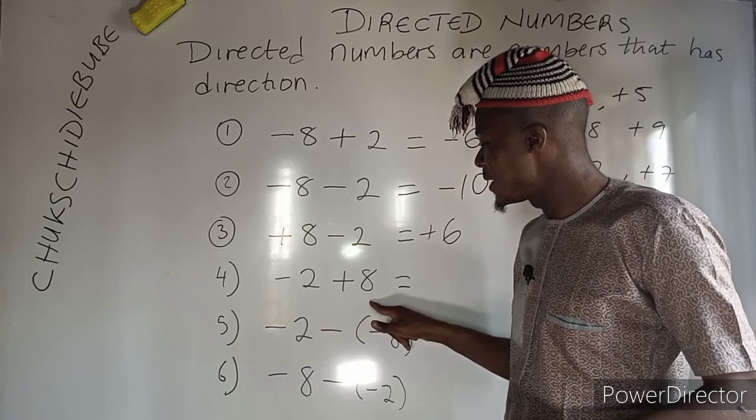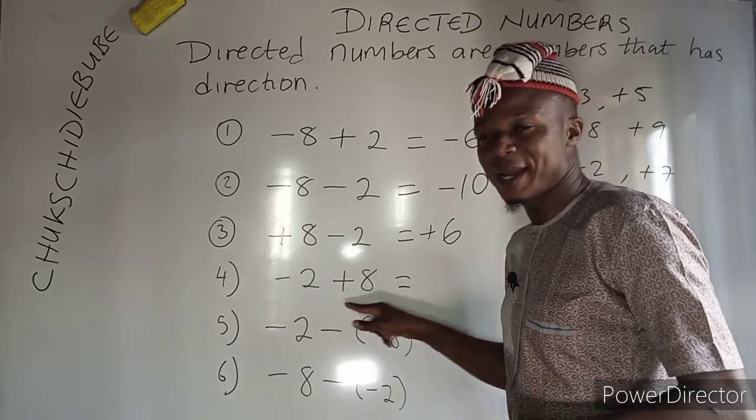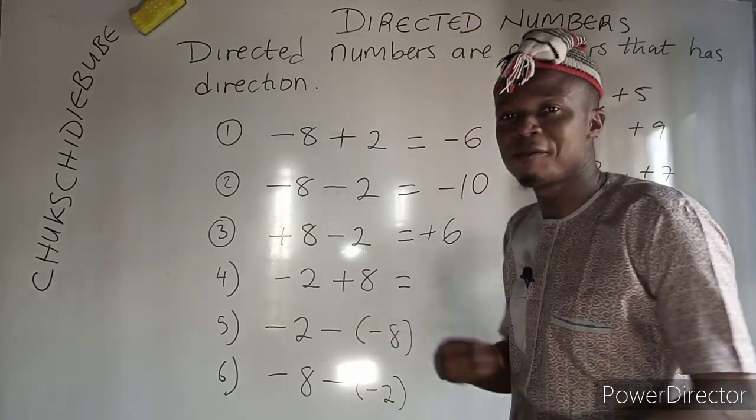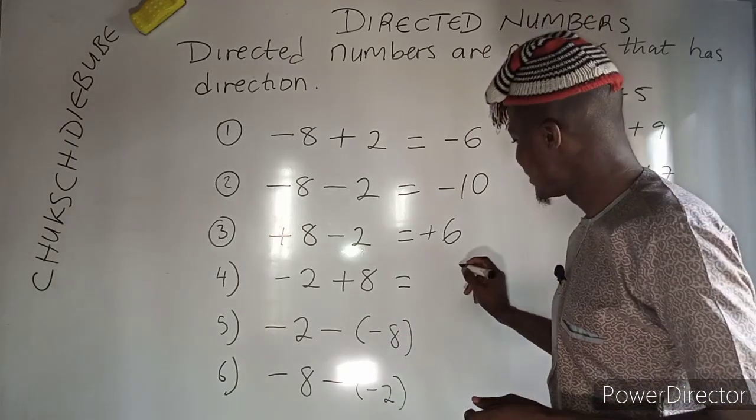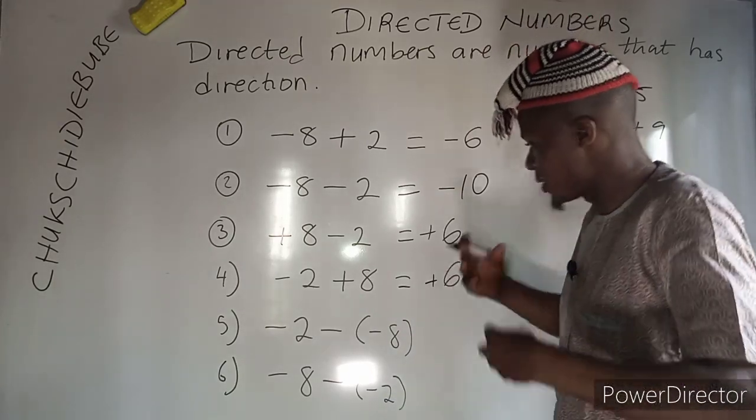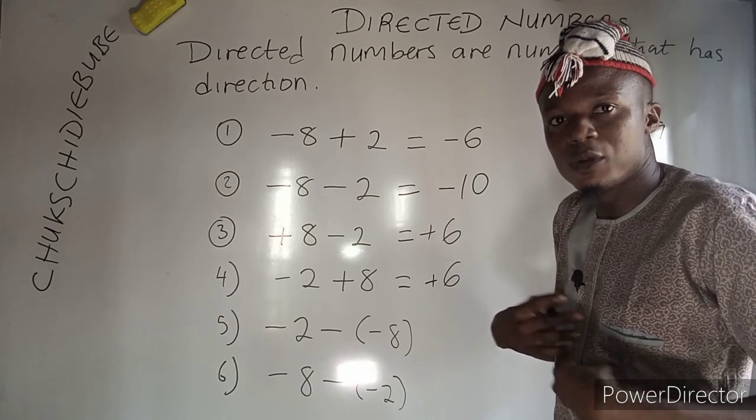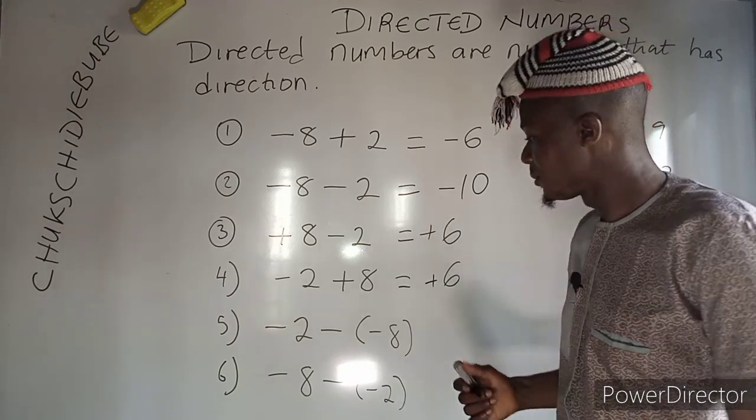So minus 2 plus 8 means that I am owing you 2 and I have 8. From this 8 I have, I will give you 2, then I'm left with extra 6. So I'm left with 6 because it's plus. It is my own. I'm not owing someone this time around.